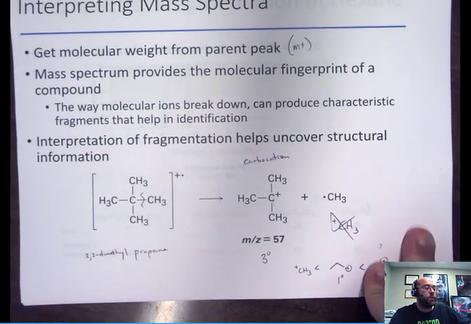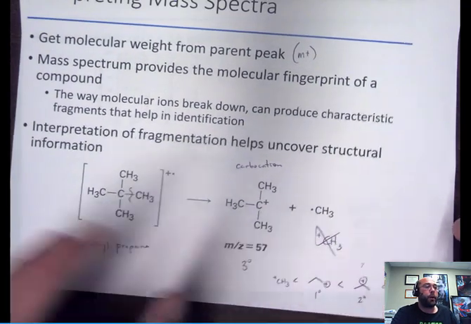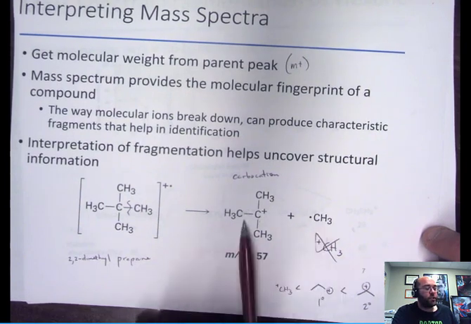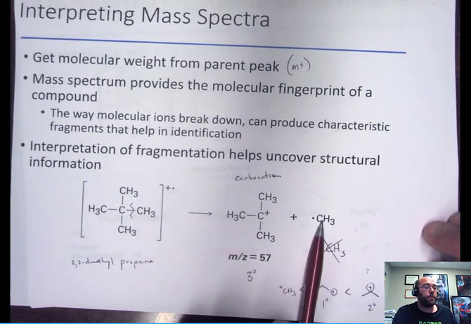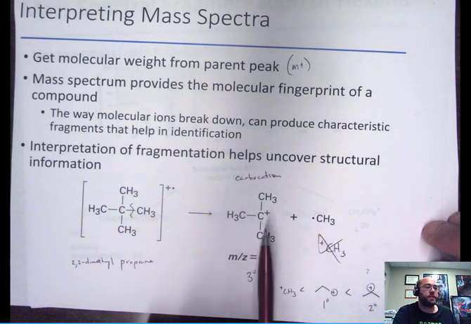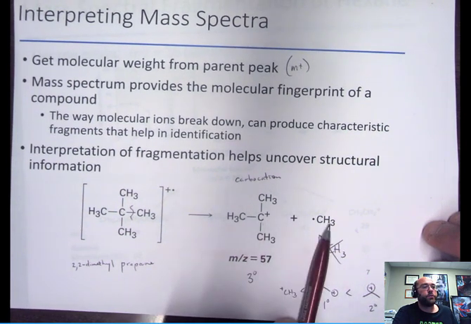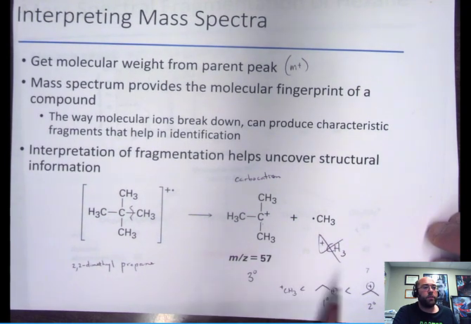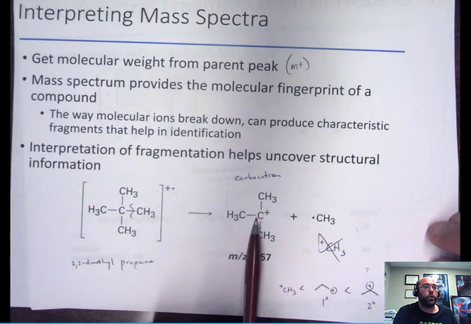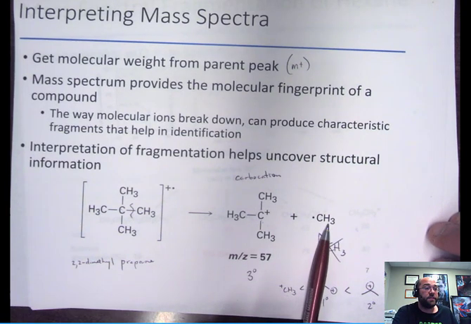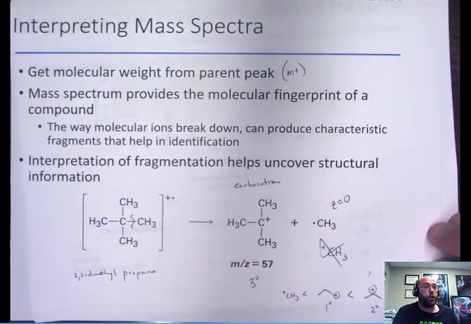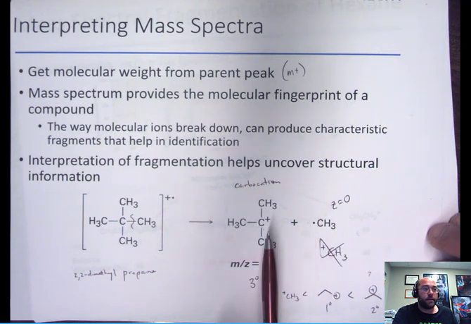So that's one thing to think about as these structures break apart: which structure gets the positive charge? In this case, these are nothing but alkyl fragments, so nothing but carbons and hydrogens, no double bonds, nothing but single bonds. Which one would have gotten the positive charge? You're looking at a tertiary carbocation versus a methyl. Tertiary is more stable, so that's the fragment we're going to see. This fragment is invisible because it doesn't have a charge. In this case, Z equals 0. It's neutral. So the mass spectrum won't actually see this fragment. It has to have a charge.